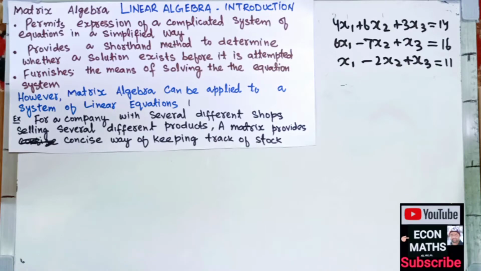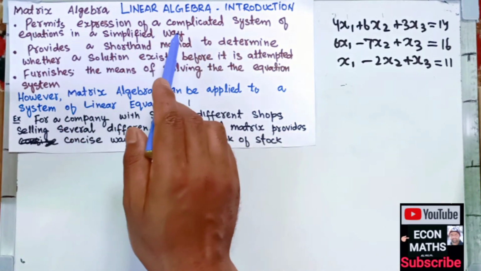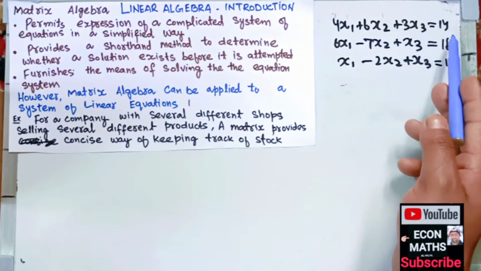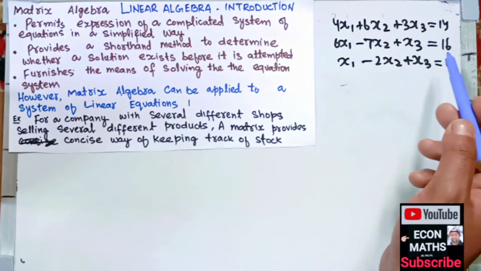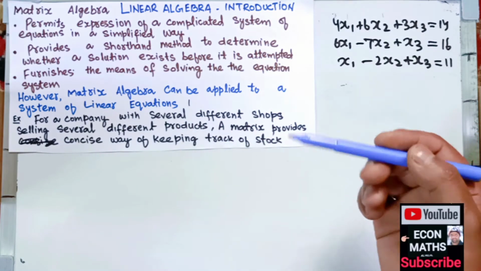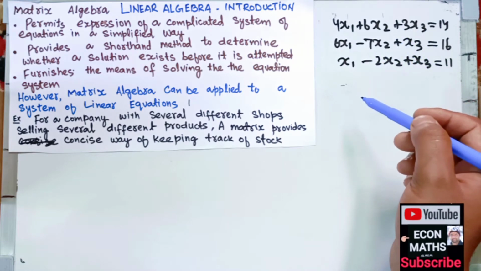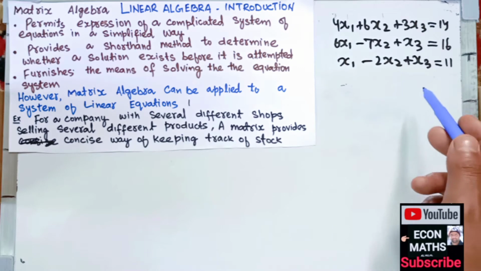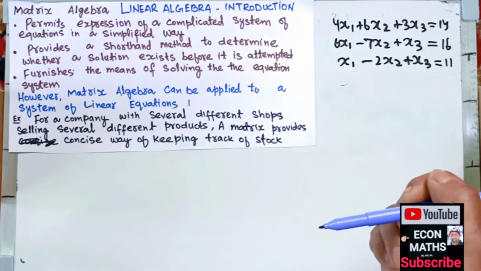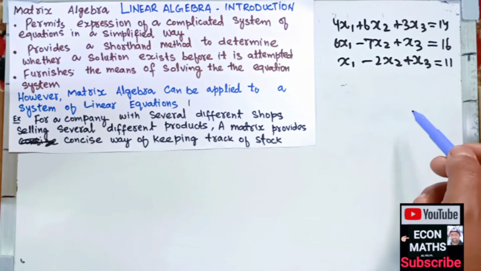Matrix algebra or linear algebra. Now this linear algebra permits expression of a complicated system of equations in a simplified way. If we have a system of linear equations like 4x1 plus 6x2 plus 3x3 is equal to 14, similarly we have the second equation and third equation. This matrix algebra helps us to express those systems of linear equations in a simplified way, or in a matrix form. This matrix form is the simplified version of the system of linear equations. So in the subsequent videos, we will see how to convert a system of linear equations into a matrix form.